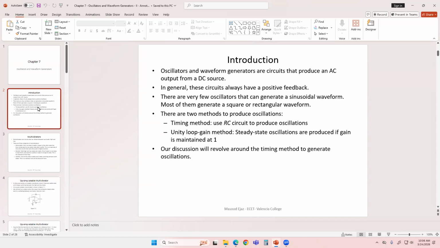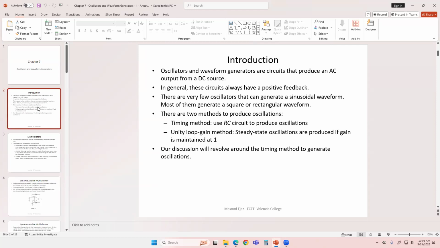So as you can see, the first bullet point: oscillator and waveform generators are circuits that produce an AC output from a DC source. That DC source is your biasing voltages. They will always have a positive feedback, because when you have the positive feedback, you are creating instability in the circuit so that you can switch between the V sat and negative V sat. Most of the oscillators produce a rectangular waveform or a square waveform based upon the duty cycle. You don't really get many oscillators that produce a sinusoidal waveform.